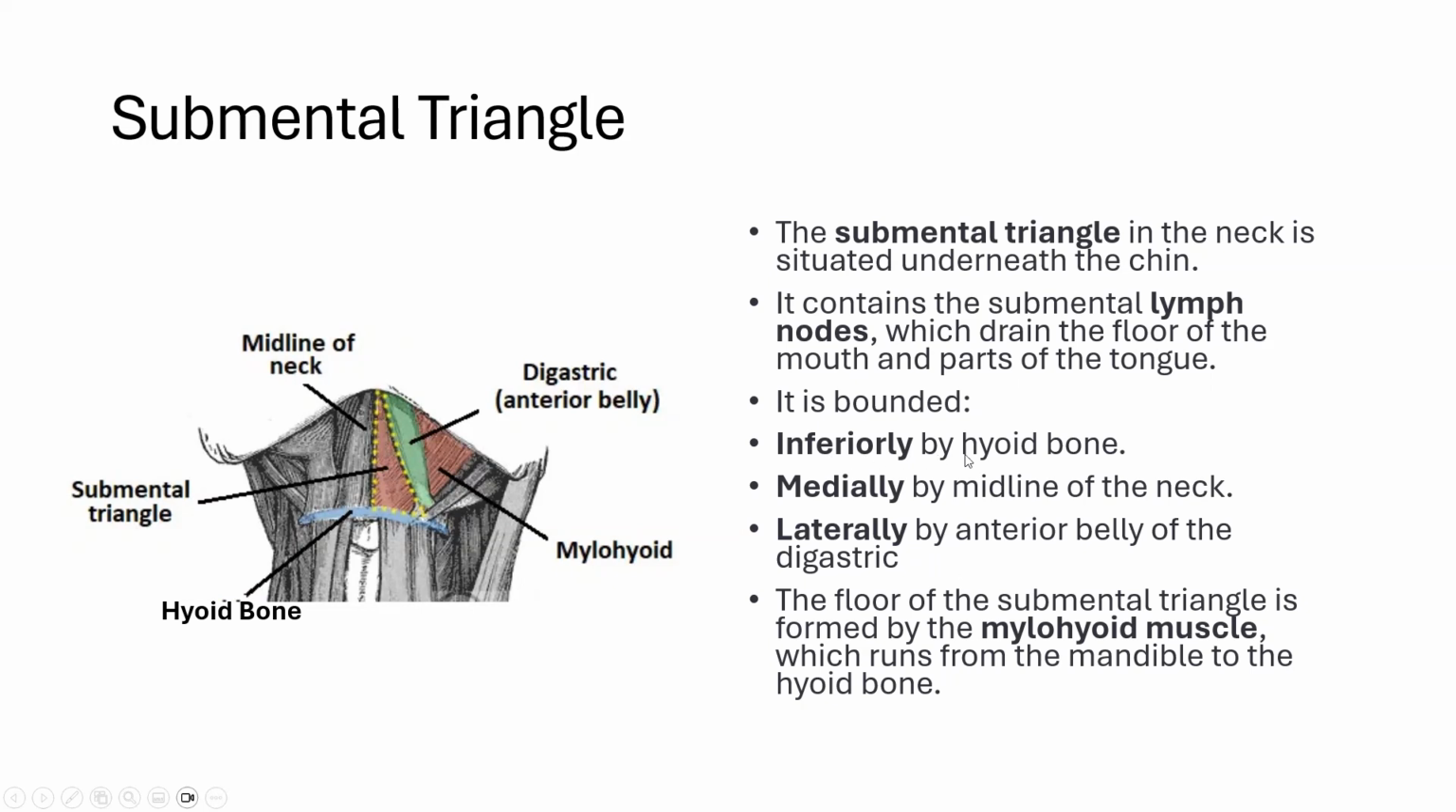It is bounded inferiorly by the hyoid bone, medially by the midline of the neck, and laterally by the anterior belly of the digastric. The floor of the submental triangle is formed by the mylohyoid muscle, which runs from the mandible to the hyoid bone. This is the hyoid bone.